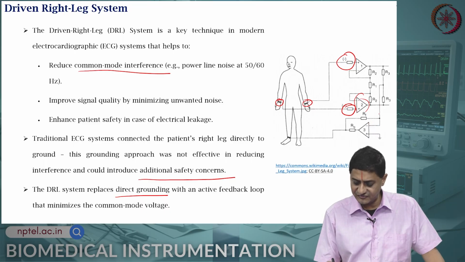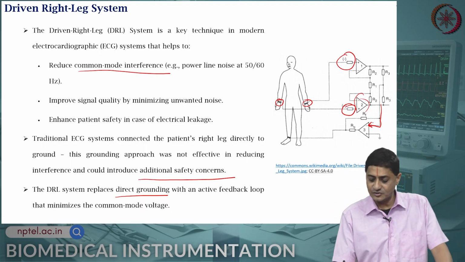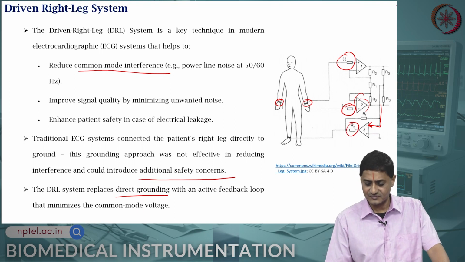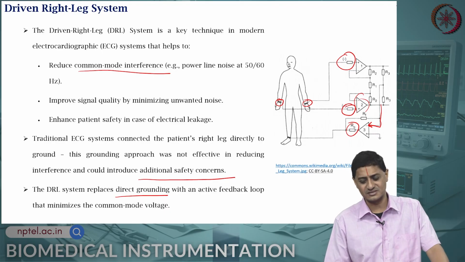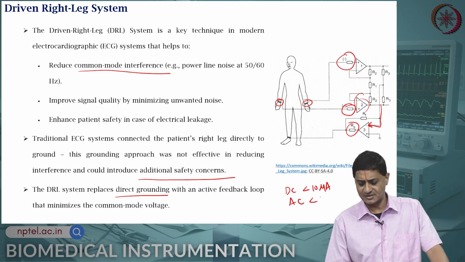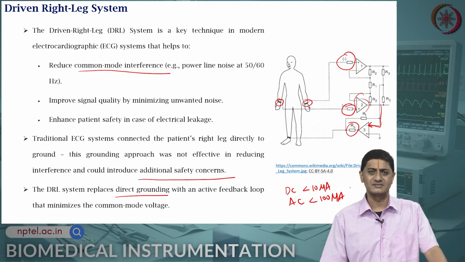So, where is it fed back? This is fed back to the inverting terminal of this op amp, and then you use a current limiting resistor to ensure that a large current does not flow through the patient. The limitations are: for DC current it must be less than 10 microamps, for AC it must be less than 100 microamps. You limit that.